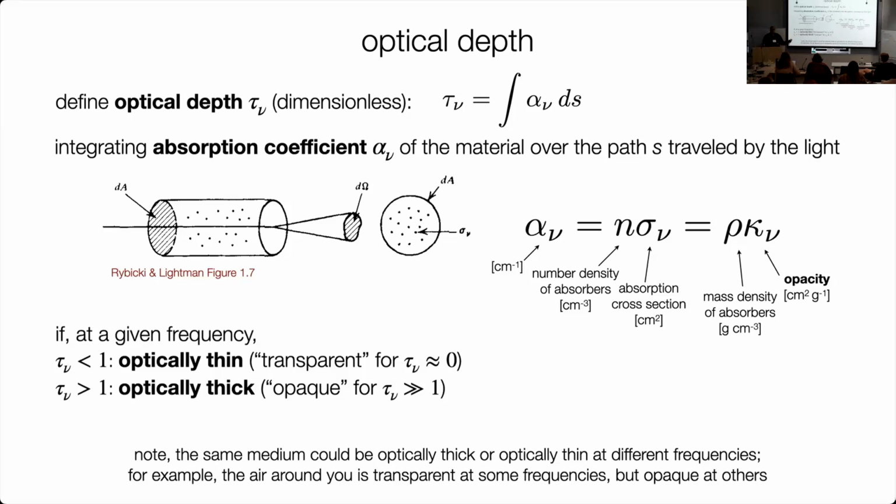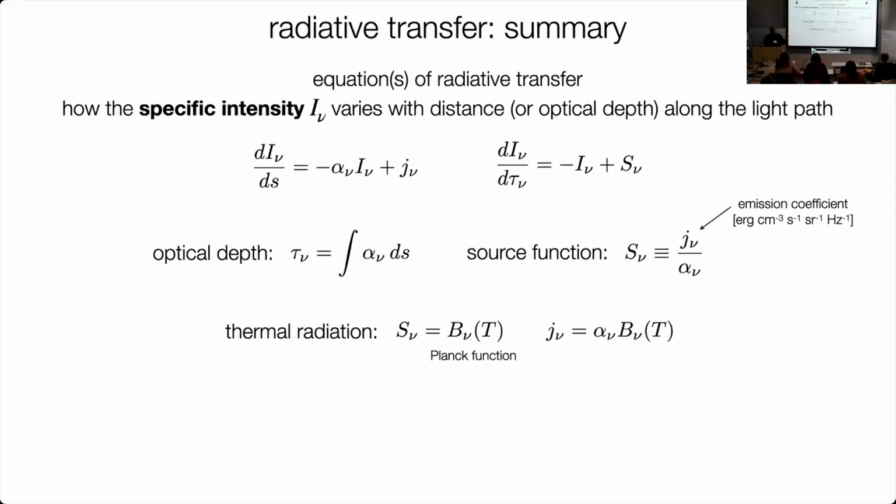And so you can have the same material be optically thick or optically thin, or even close to transparent or opaque at different frequencies. In fact, the air in this room at optical wavelengths, we can see each other. But if you move to the infrared, the mid-infrared, the air could be quite opaque. So for example, right at a carbon dioxide absorption line, the mean free path, which I'll talk about in a second, is just a few meters. So you wouldn't be able to see more than a few meters in front of your face at those wavelengths.